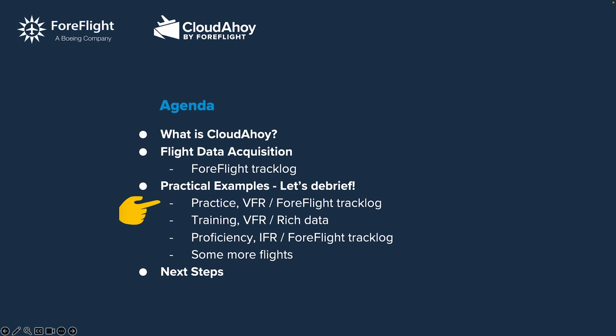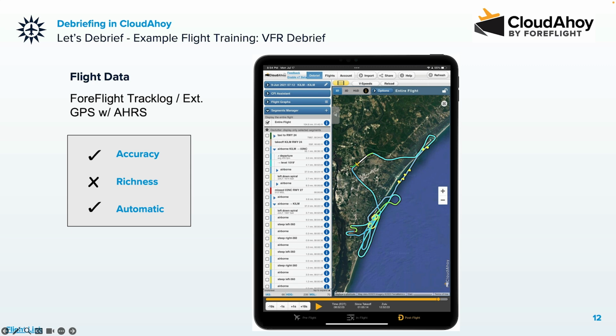The first flight that we're going to look at is a VFR primary practice flight. I think everybody in here has probably flown a flight that looks very much like this. You can see here on the right-hand side the CloudAhoy 2D track view that shows us all of the locations where this aircraft was flying. On the left-hand side, you see the list of segments that CloudAhoy was able to automatically identify in this flight.